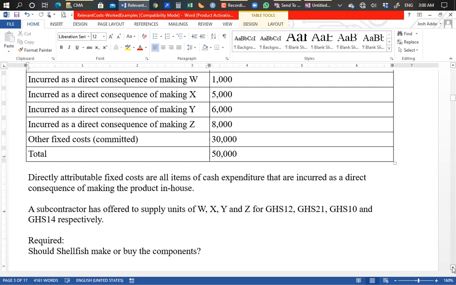A different question can have the directly attributable fixed costs in components where one component, for example, is a cash flow and the other component is not a cash flow. And it is your job as a student to be able to distinguish between the cash flow fixed cost and the non-cash flow fixed cost, which is relevant and which is not. But fortunately for this particular question, the question is saying that all the directly attributable fixed costs are items of cash expenditure, which means they are all explicit cash outflows and therefore cash flows.